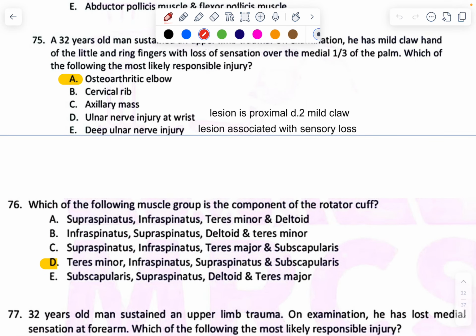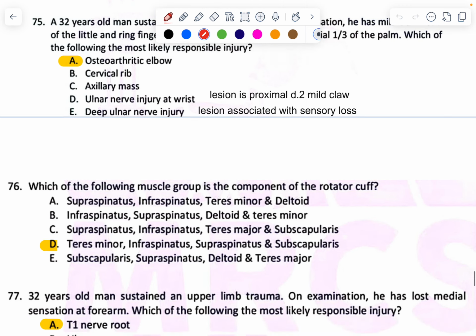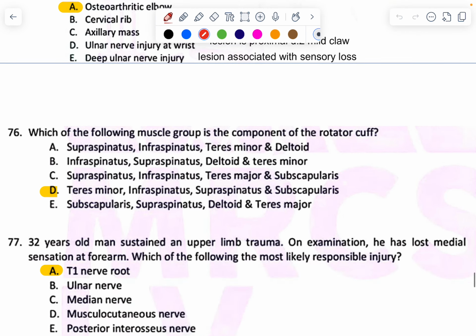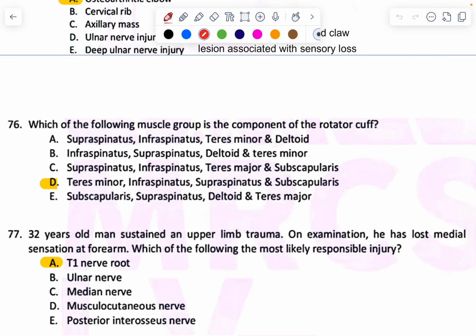A 32-year-old man sustained upper limb trauma. On examination, he has lost the medial sensation of the forearm. Which of the following is most likely responsible? In trauma of the upper limb, he has lost medial sensation at the forearm. C8, T1.